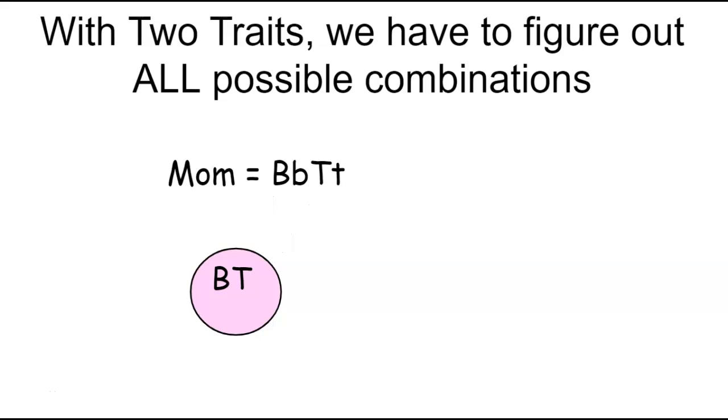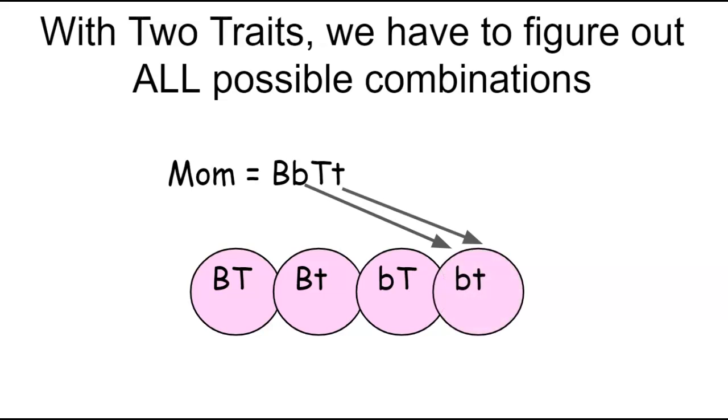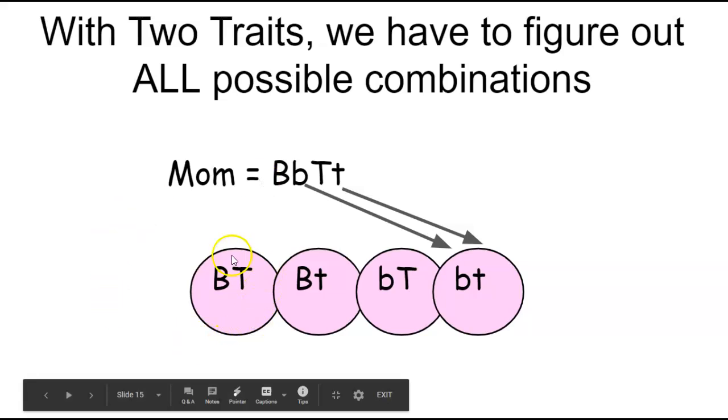Can you find another combination? We could have a big B and a little t. We could also have a little b and a big T, or we could have a little b and a little t, okay? So these are all the combinations of genes or alleles that could go into mom's eggs, okay? Now remember, mom doesn't just have 4 eggs, she's got millions, and she is going to have about 1/4 of them have big B, big T, 1/4 big B, little t, 1/4 and 1/4, okay?